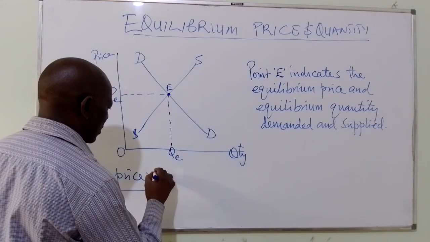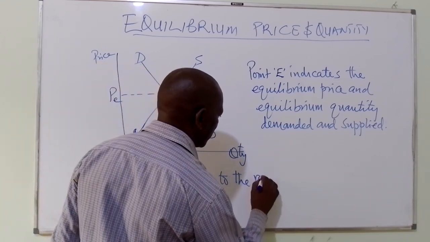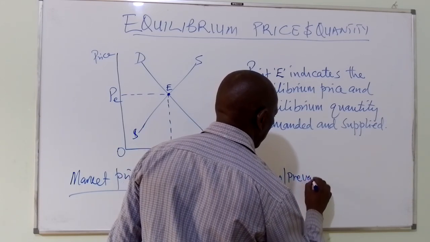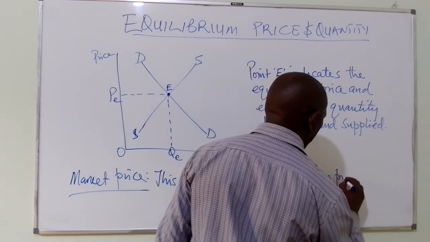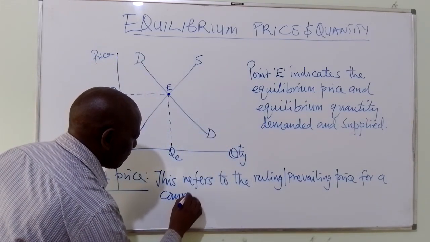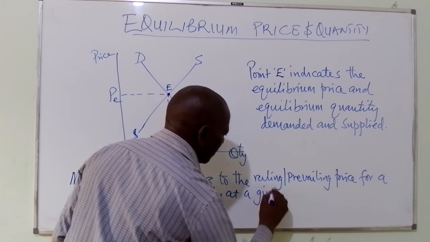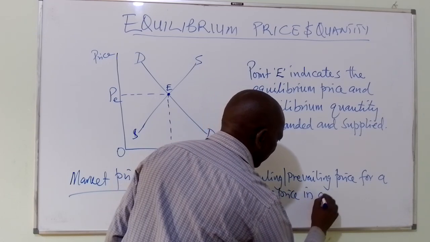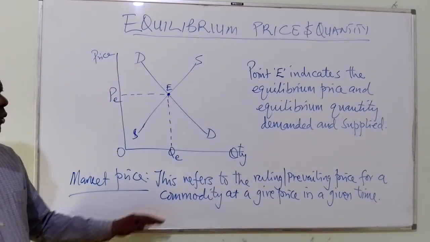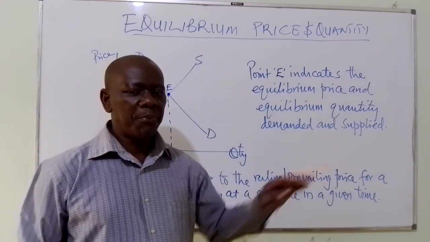This refers to the ruling or prevailing price for a commodity at a given price in a given time. So when we talk of market price, we are talking about that ruling price, prevailing price in the market.